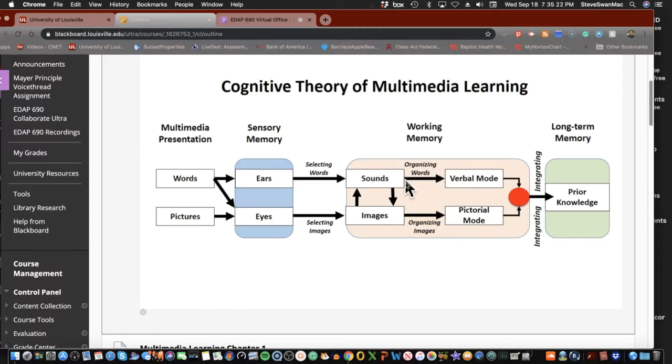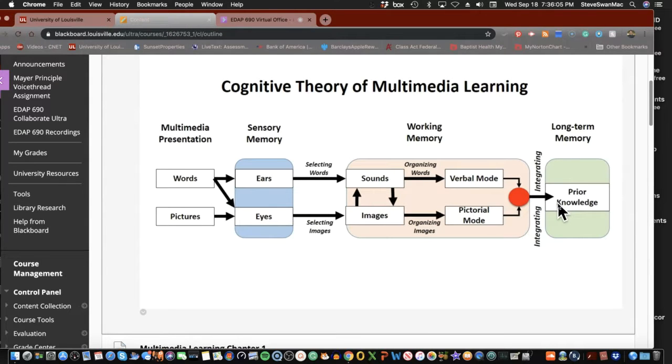And then we try to make sense of the organizing of the words. Do I know what this word is based upon something else I've already learned? Do I know what these pictures are based upon something I've already learned? And so we have this verbal mode and this pictorial mode going on in our head, in our working memory. Then it comes out as being put together. And then the last stop on the journey is it checks in with prior knowledge, and then it goes into long-term memory. Man, do you see all the ways that this can fail? And that's what Mayer's all about.